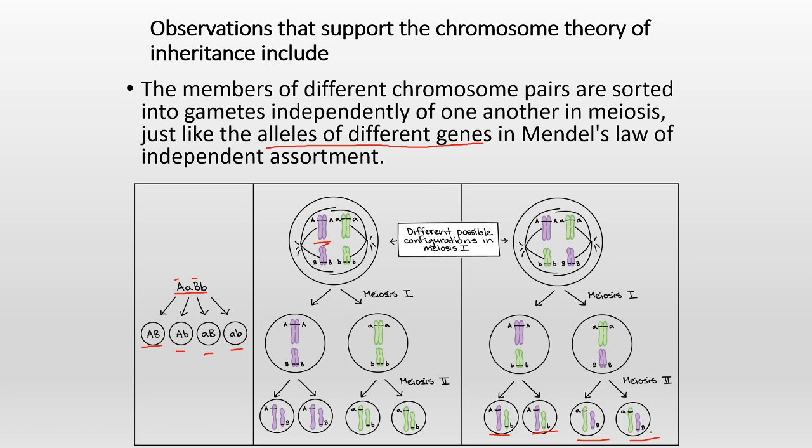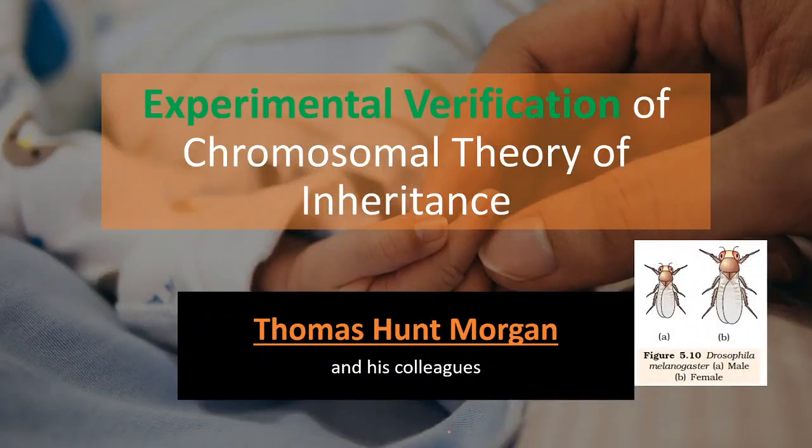So there is a chance that one chromosome, represented by this capital A, can go with the capital B, or it can go with the small b. Similarly, the small a can go with capital B, or the small a can go with small b. So the behavior of the chromosomes and the alleles are similar, and based on this they provided the chromosomal theory of inheritance. But again, as always, if there is no experimental verification, people are not going to believe.